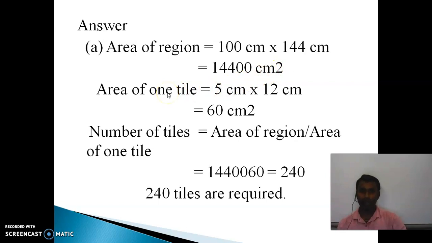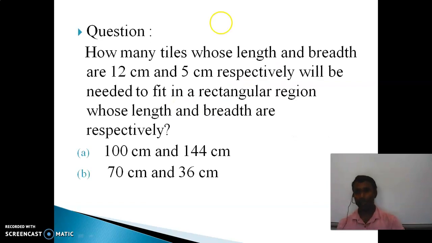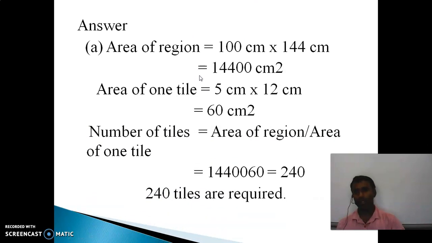So, area of one tile. They mentioned the area of one tile, what is that? 12 cm length, 5 cm breadth. So we have to find the area of that one tile. So one tile is 5 cm into 12 cm. 5 into 12 is 60 cm square.